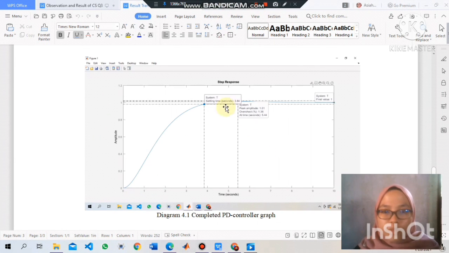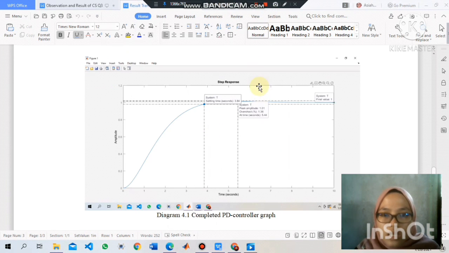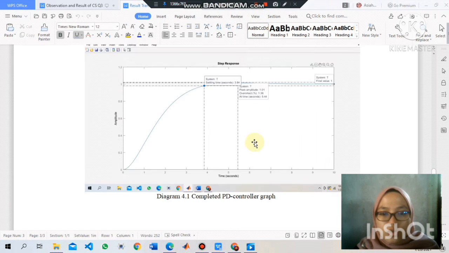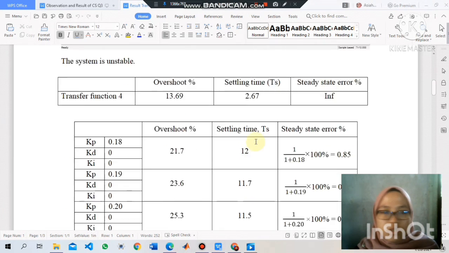We have implemented the controller in the transfer function. So we have done it in the command window and we got this graph. From this graph, we can see that the settling time is 3.84 and the overshoot percentage is only 1.36. So what we can see here is that the system is stable and it fits the condition that the question has asked. So we are done with transfer function number 4.